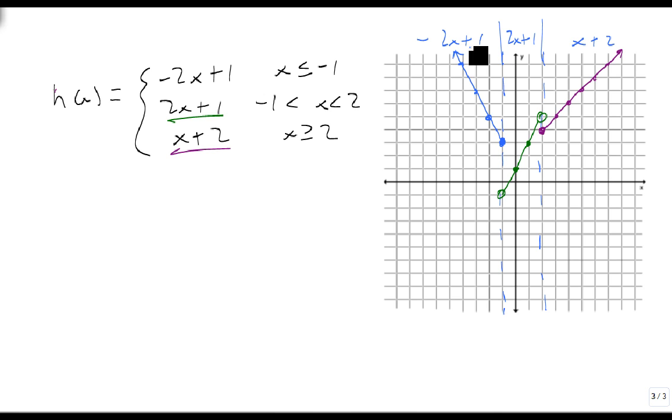So figure out what your regions are, figure out which rule applies to which region, and then graph just that part of it inside that region that you can see.